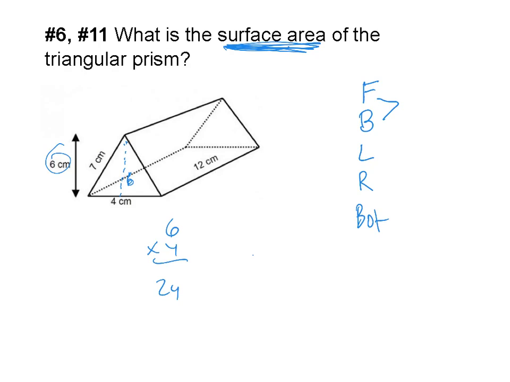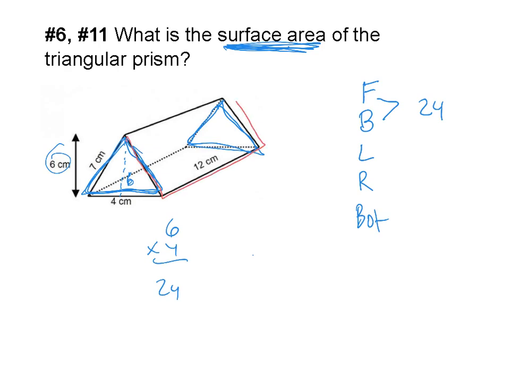24. Now normally we divide by 2, right? Because you divide triangles by 2. But notice we have 2 triangles that are the same. So it doesn't make sense to divide by 2. Let's just let that answer stand for both of our triangles. So there's 24. All right, let's get the left side and the right side.